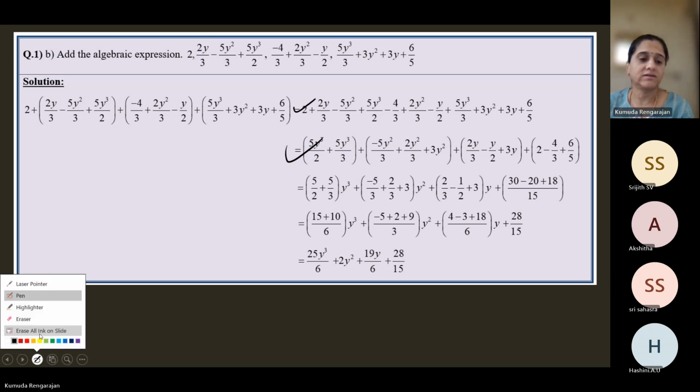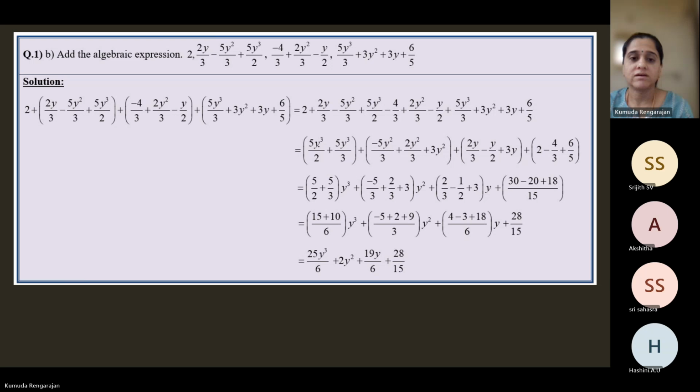Then after that, so y cubed, y cubed, y cubed. We need to add 5 by 2 and 5 by 3. 5 by 2 plus 5 by 3, correct? Then minus 5 by 3 plus 2 by 3 plus 3, y square. 2 by 3 minus 1 by 2, this is minus y by 2, meaning minus 1 by 2, plus 3, y.